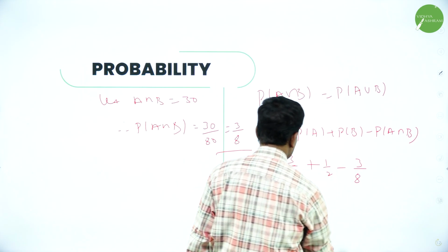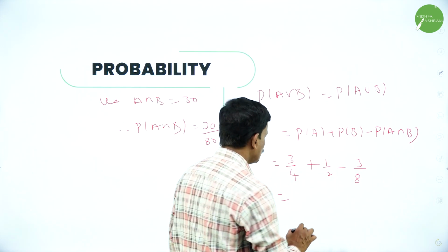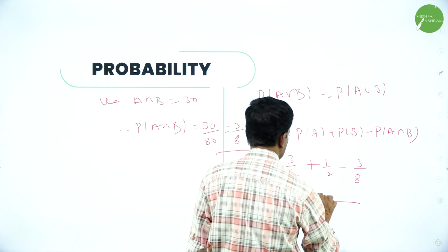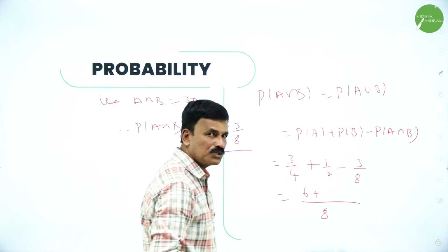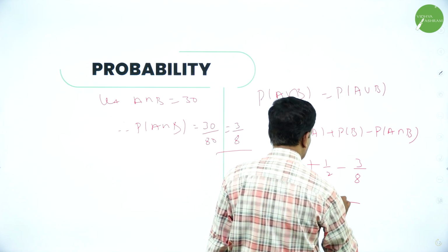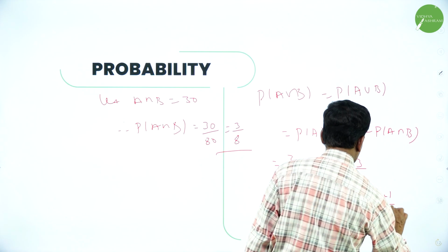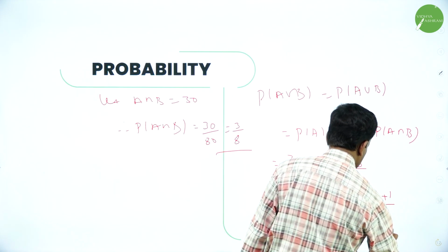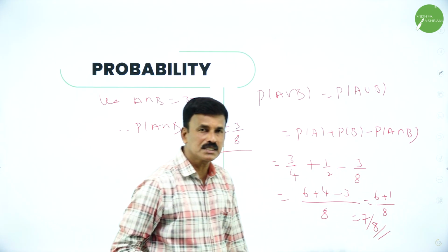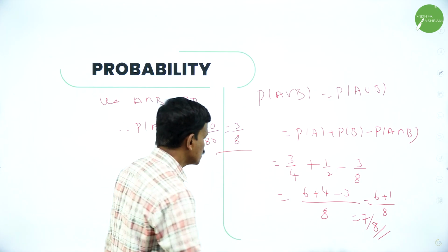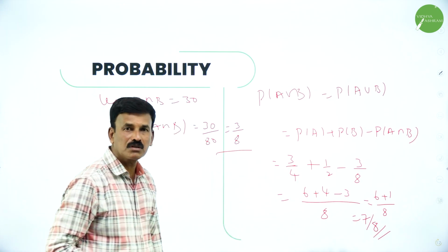Now take the LCM and simplify it. 8 is the LCM. So 3 2s are 6. If you divide 8 by 2, it will go 4 times. 4 1s are 4, minus 3. So this is 6 plus 1 divided by 8, that is equal to 7 by 8, the probability. That's it. The required answer is 7 by 8. This is how we are going to solve the problem.